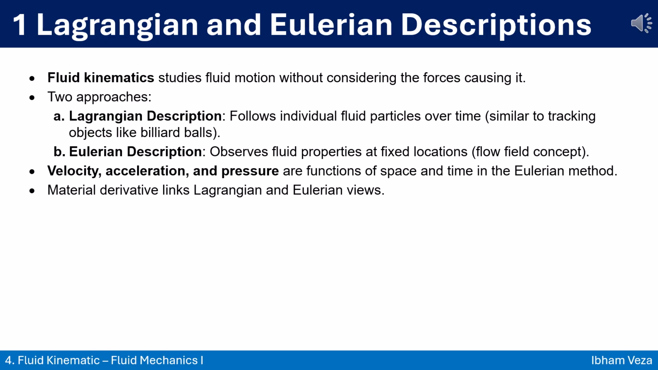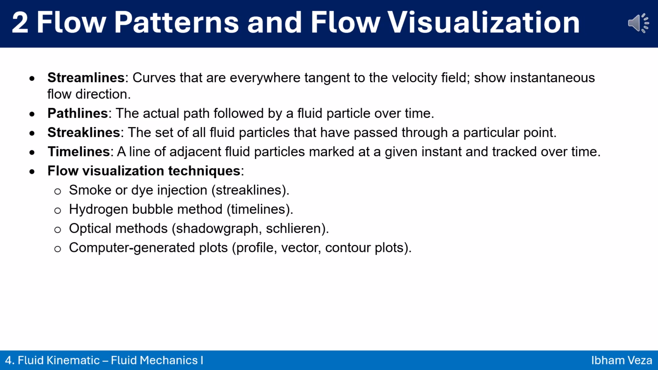When we use the Eulerian method, properties like velocity, acceleration, and pressure depend on both location and time. The interesting part is how these two views are connected by something called the material derivative, which basically allows us to translate between moving with the flow and standing still and observing. 2. Flow patterns and flow visualization.